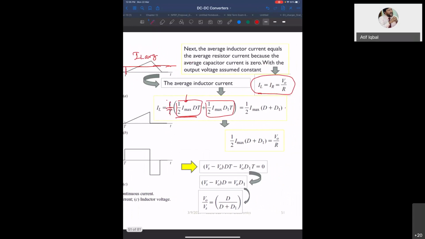So this is the average value, and this should be equal to V naught by R. So you make this equal.